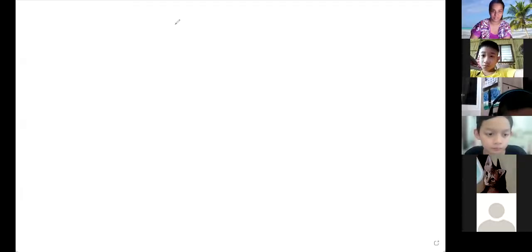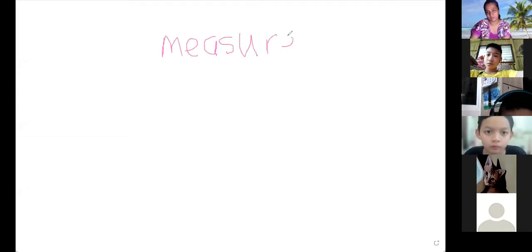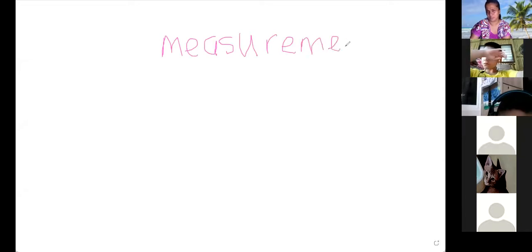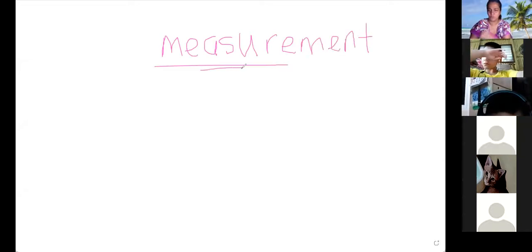Okay. So today in our class, we would look into the topic of measurement. Now, this topic of measurement, the word measurement itself comes from the base word measure. Measure means in Bahasa, mengukur sesuatu, to measure.